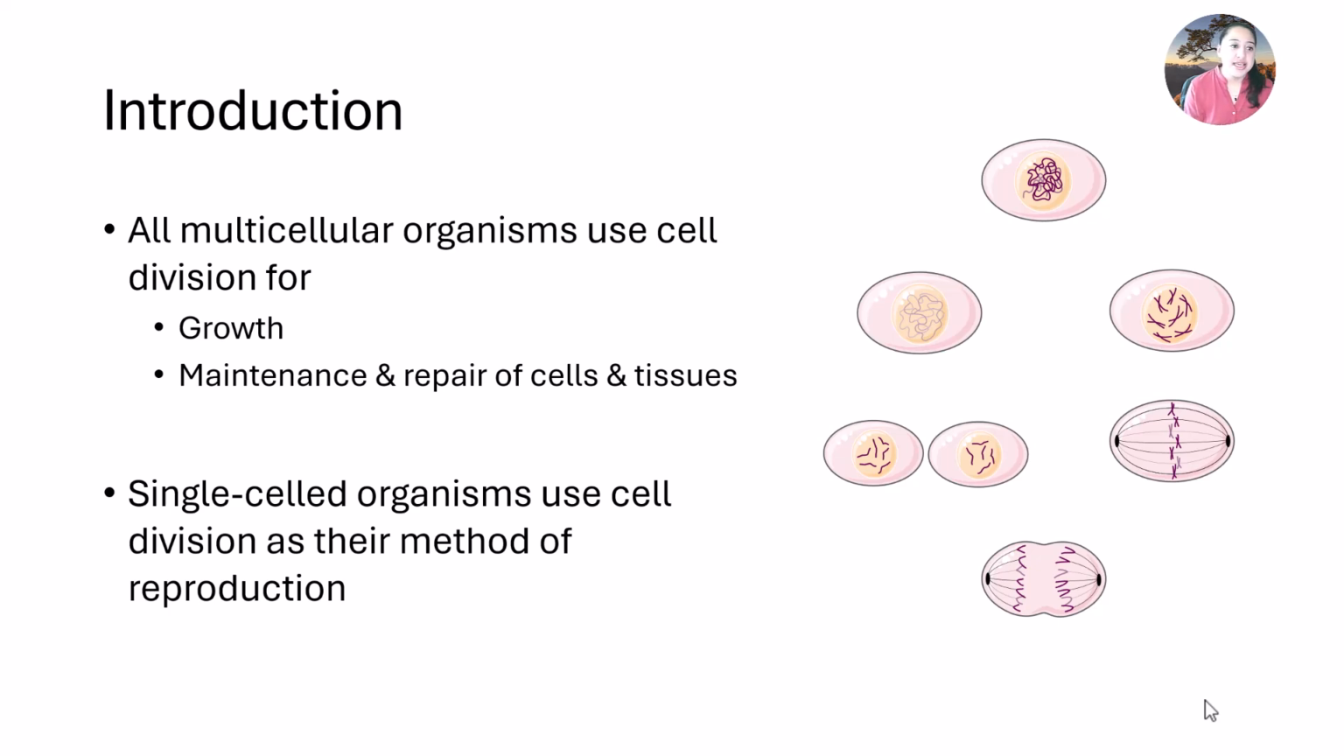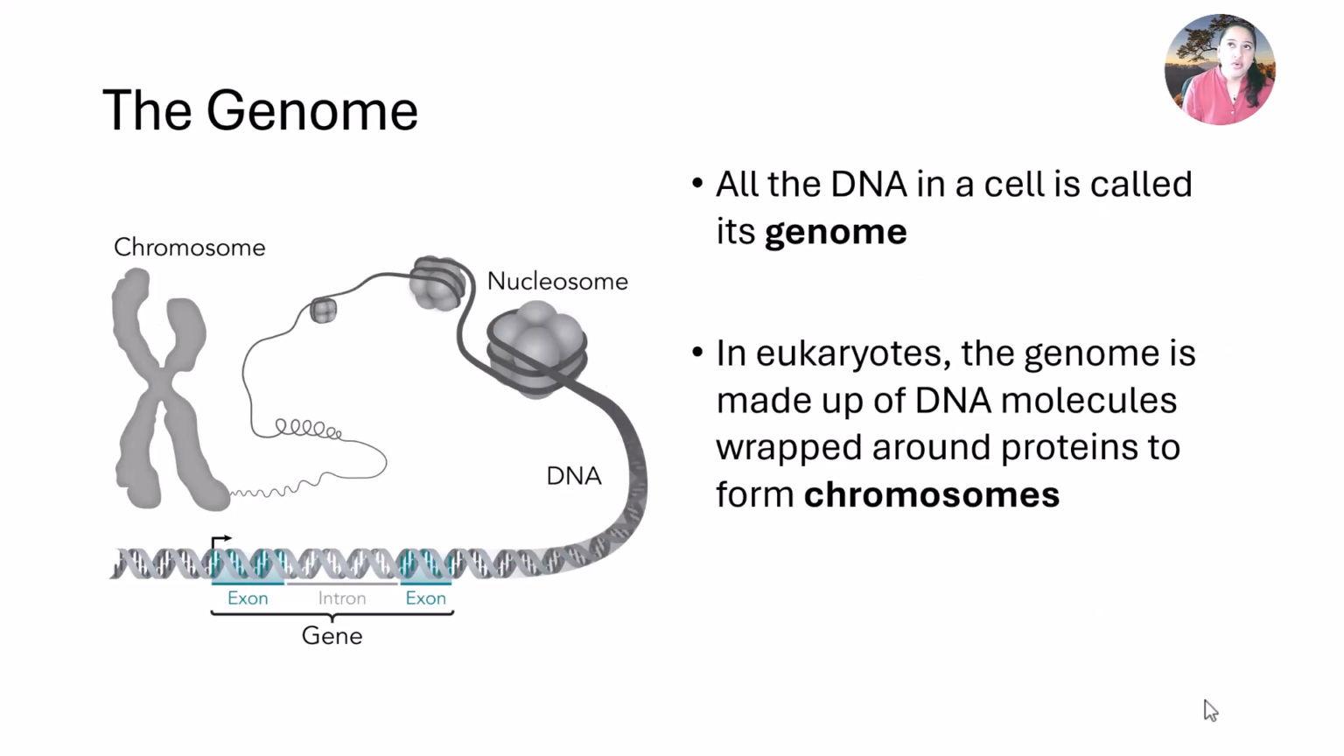And then single-celled organisms, again like bacteria, where one cell is one organism, use cell division as their method of reproduction. They really just divide into 2, and that's how they reproduce. So first, what is a genome? All the DNA in a cell is called its genome. We have a lot of different chromosomes that code for different things.